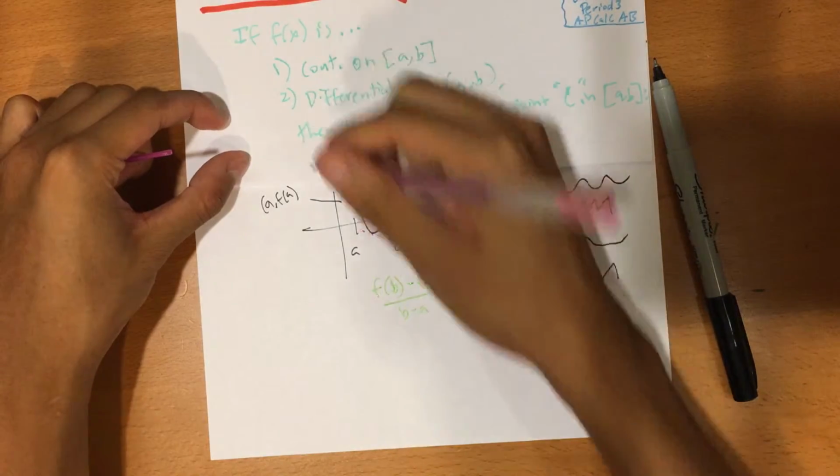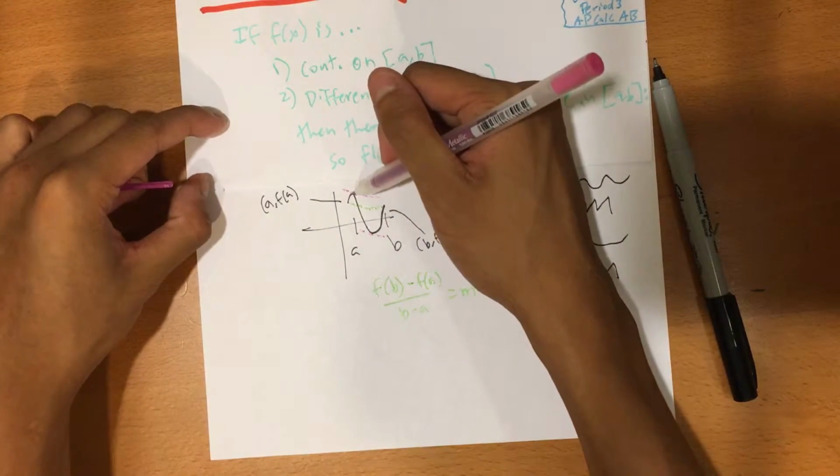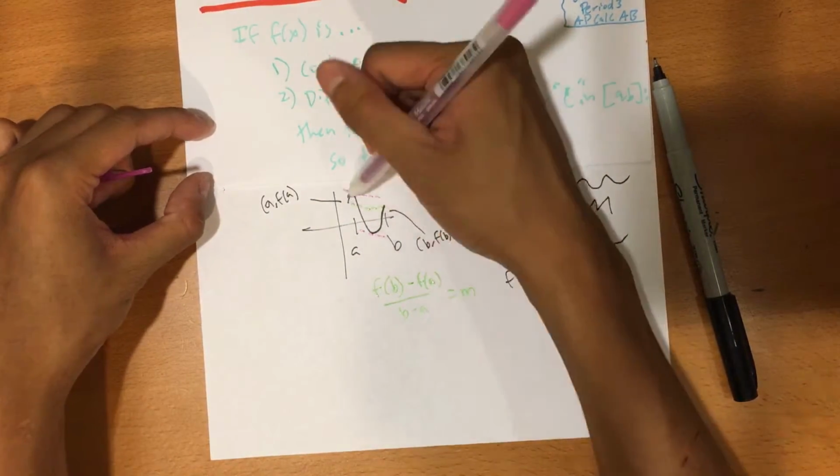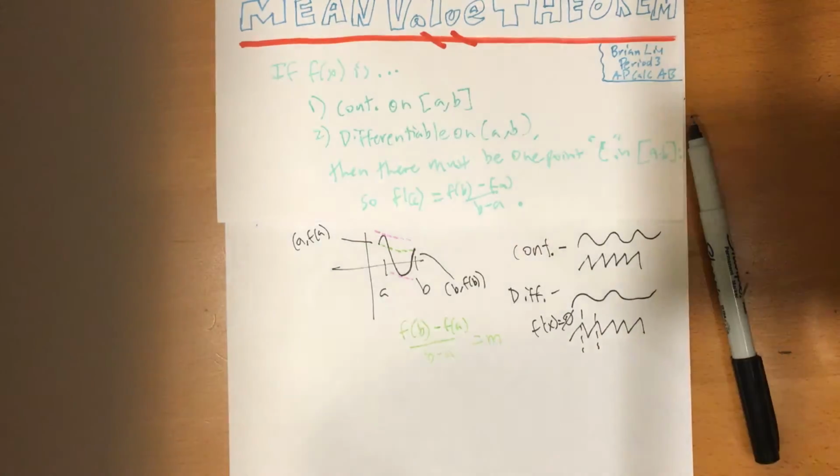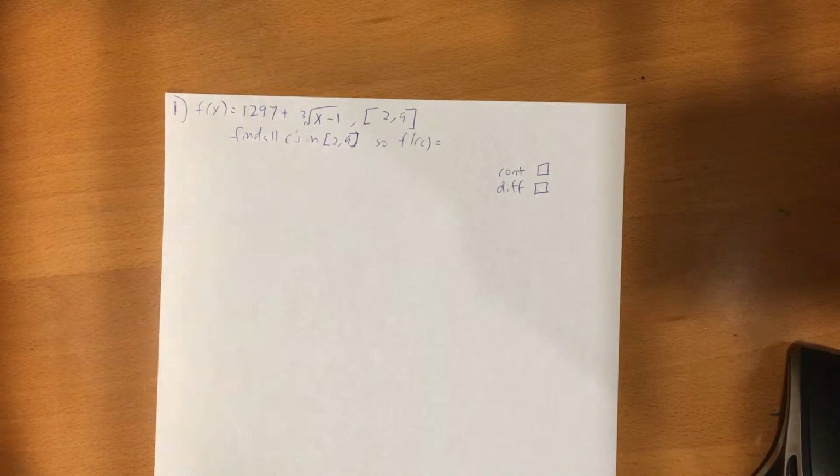So that the slope at c and the slope connecting point A to point B are the same. You have to remember, whenever you apply the mean value theorem, you have to state beforehand that it is continuous and differentiable before you can use the mean value theorem. Alright, let's do the problem.